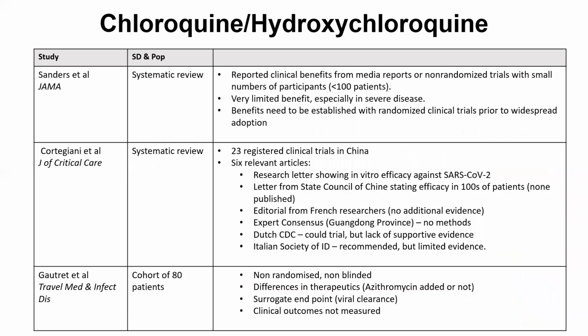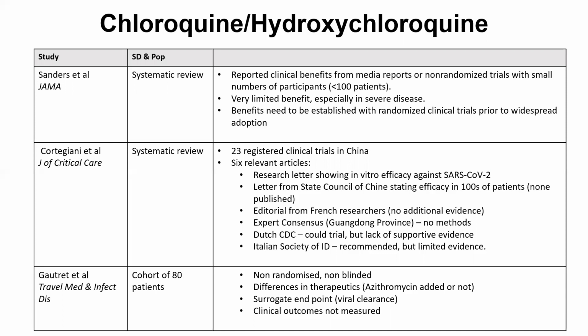So what is the evidence for the use of this? In the Sanders review, mainly the clinical benefits were from media reports or small non-randomized trials. Very limited benefit, especially in severe disease, and any benefits need to be established with randomized clinical trials. This is the second paper, a systematic review by Cortegiani in the Journal of Critical Care. They note that there are 23 registered clinical trials in China, and also the big European RECOVERY trial has just started as well, which includes an arm looking at chloroquine.